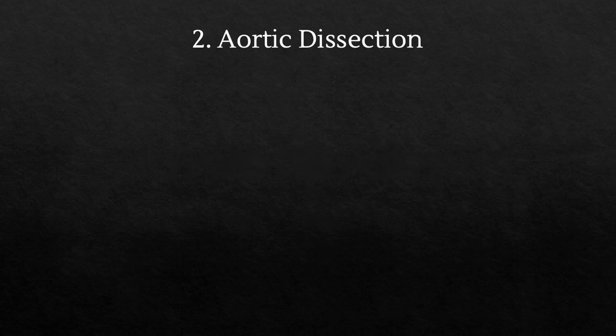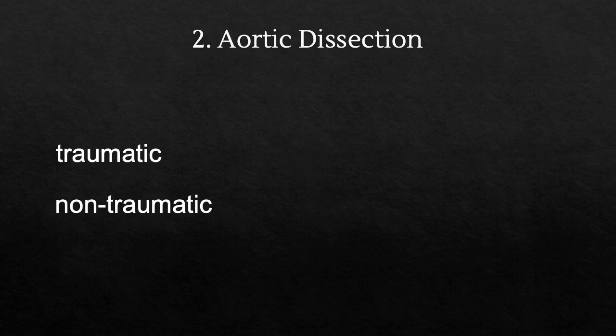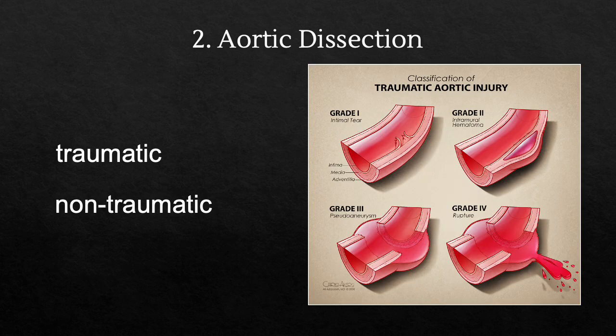Next up, we have an aortic dissection. With aortic dissections, there can be traumatic and non-traumatic aortic dissections. The traumatic aortic injuries usually are the patients that die before they get to hospital, so they die on scene or die very soon within their arrival to the facility.